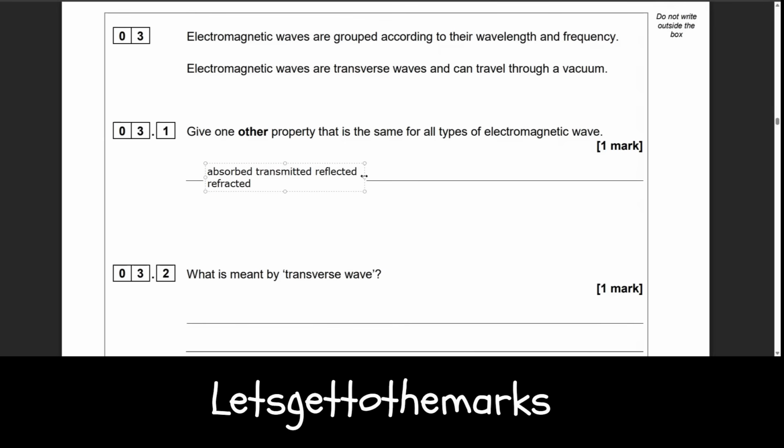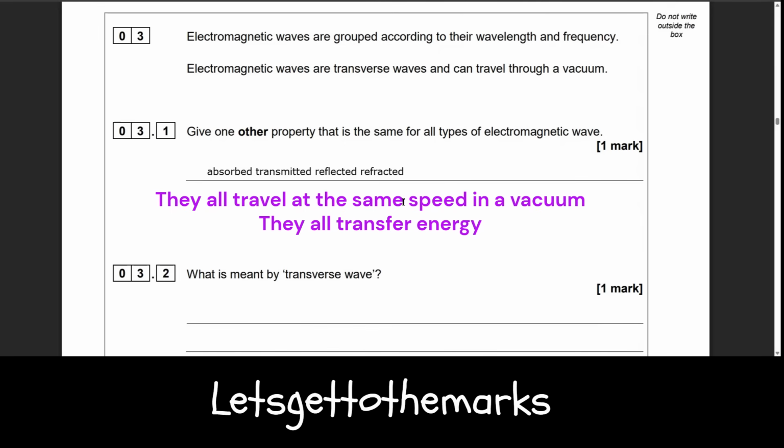So these are all things that can happen to waves. They can all be absorbed, they can all be transmitted, which means pass through an object, a transparent object. They can all be reflected off a smooth surface, and they can all be refracted at the boundary of a medium if changing between two different densities. You get the idea. Let's give ourselves a mark.